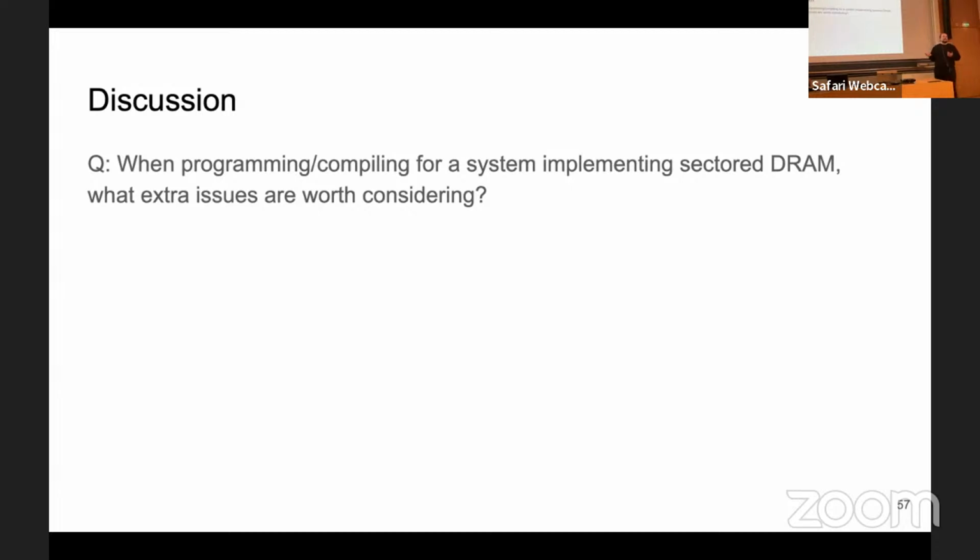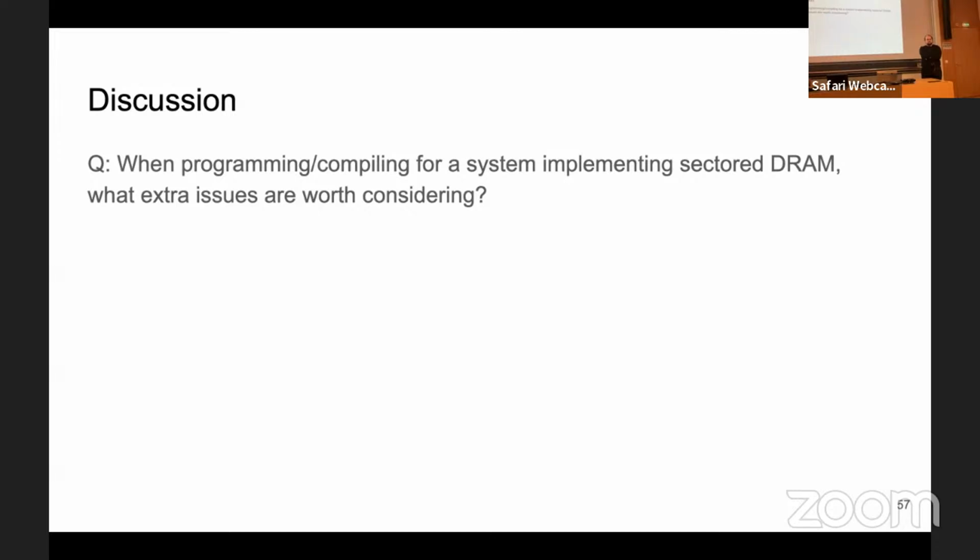Specifically about memory layout: normally, what aspects of memory layout do we care about, and how does sector DRAM maybe introduce something else that might be relevant? Yes, thank you. Usually the compiler cares a lot about locality and tries to arrange memory, or put variables, in such a way that they're close in memory, so that they fill the cache line.